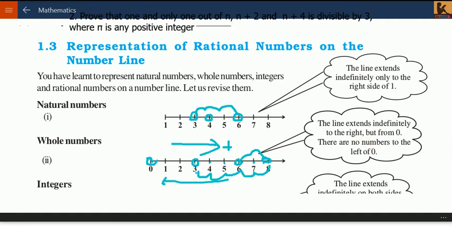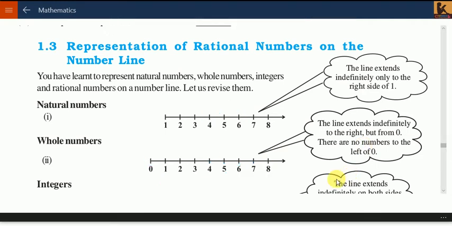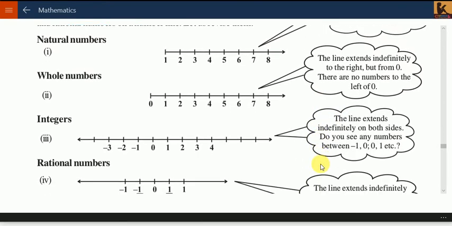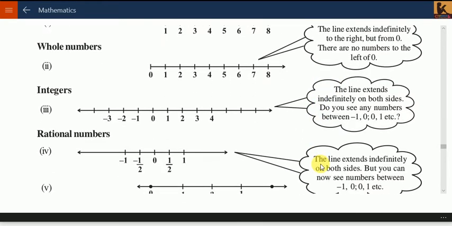Now next is integers. Integers are both positive as well as negative. This also you can show easily. If I ask you to show 3 on the number line, this is 3. If I ask you to show 3 minus 6 on the number line, then you have to move towards left. I am subtracting, so you have to move towards left. 1, 2, 3, 4, 5 and 6. 3 minus 6 will be minus 3 on the number line. You can denote it like this.